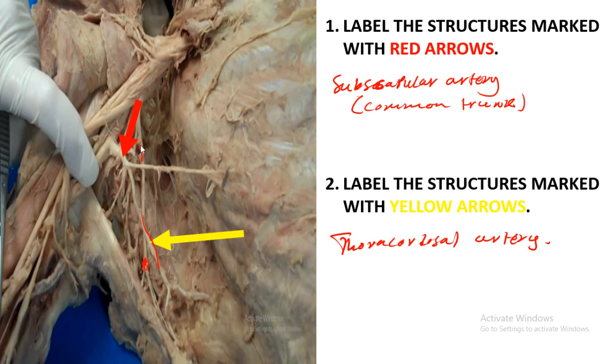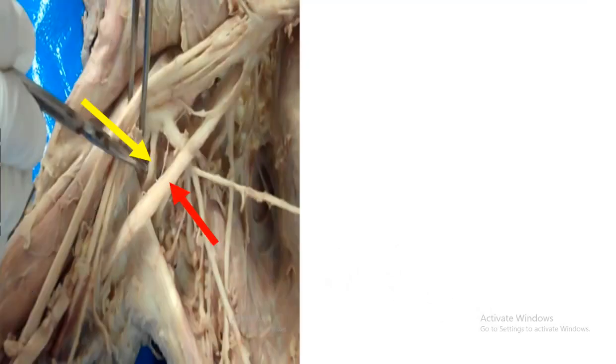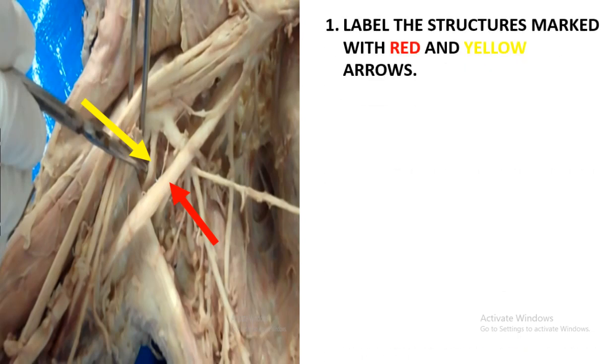So the thoracodorsal nerve, which is branching from the posterior cord of the brachial plexus, normally comes out with another nerve, which is normally known as the lower subscapular nerve. I'm sure this will be explained in the next slides. So we have been given this question: label the structure marked with red and the yellow.